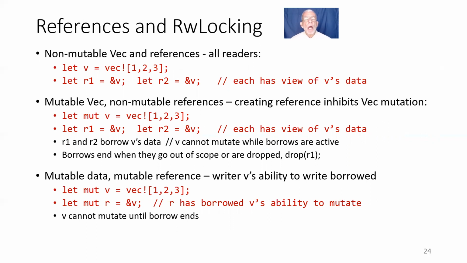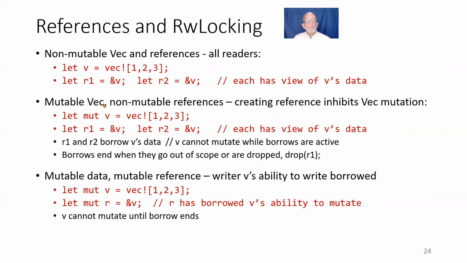So references and read-write locking. A non-mutable vector and references, I can have any number of references to that non-mutable vector. Vector, you know, it could be a string. It's just an example of a non-blittable data structure. This character data is held on the heap, and the vector has a control block that looks just like the string control block in the stack frame. So it's very like a string. And so it's not blittable. Here I can create an open-ended arbitrary number of non-mutable references. This is the simplest case.